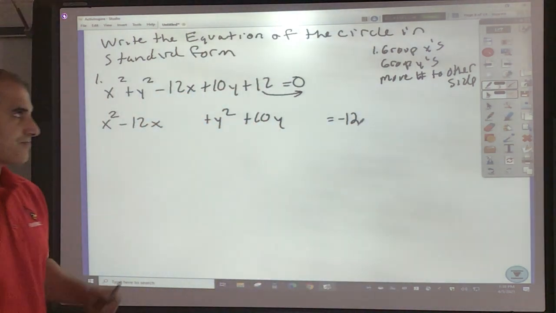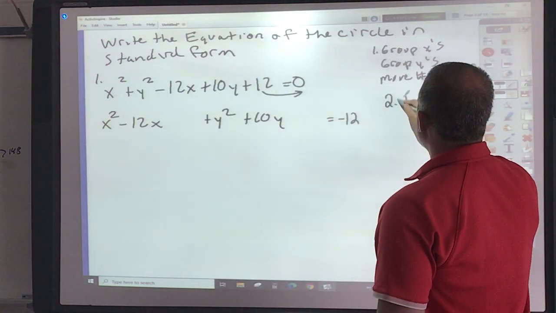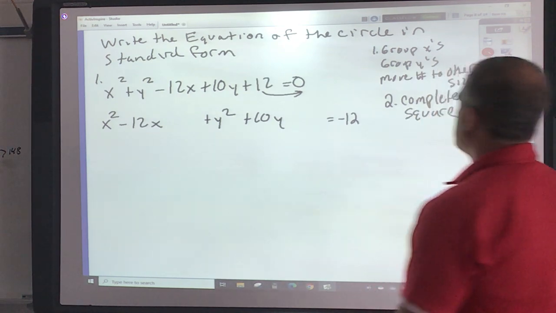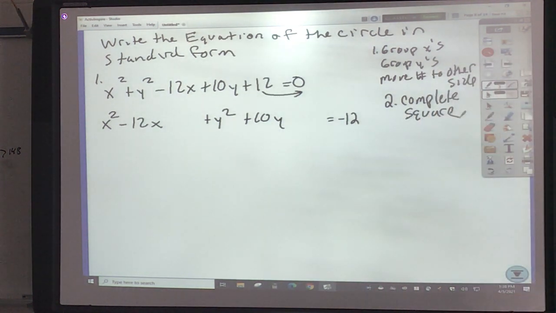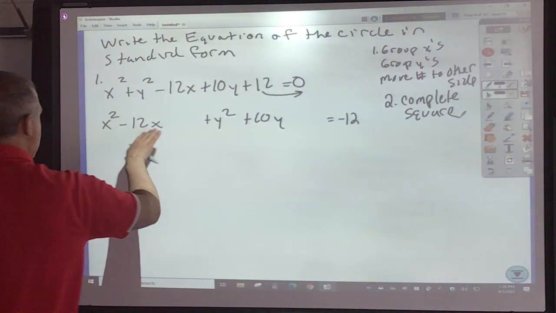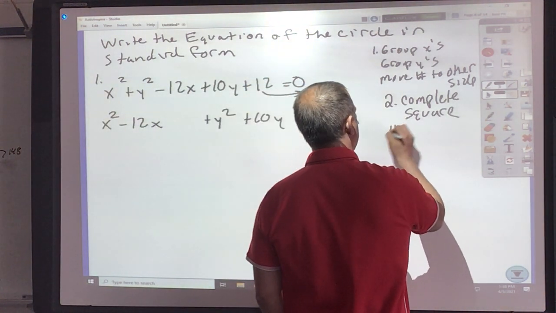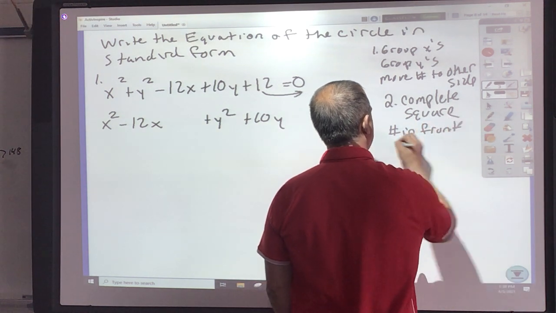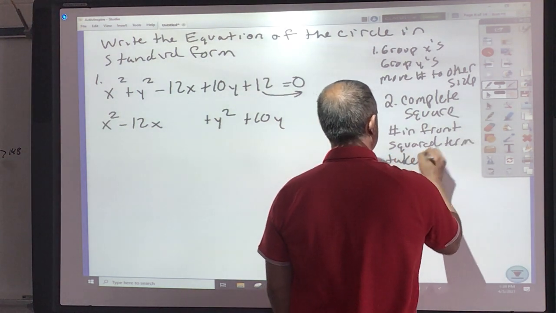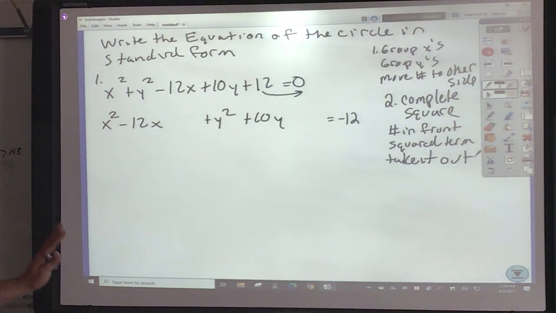Now, here's the next step, and this is going to be big. The second step is we complete the square. This is probably the most important process here. So what I'm going to do is work with these terms. When you complete the square, if you have a number other than 1 in front of your square term, take it out. In this case, we have 1, so we're not going to worry about that.